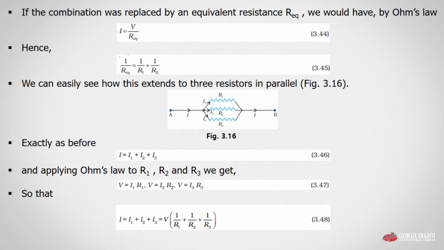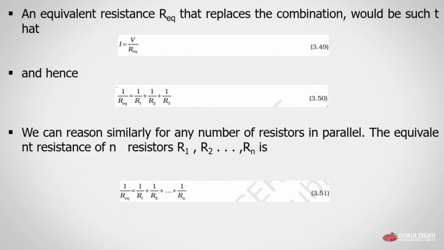And by applying Ohm's law to all 3 resistors, we get V1 is equal to I1 R1, V2 is equal to I2 R2, and V3 is equal to I3 R3, which is our equation 3.47. So I is equal to I1 plus I2 plus I3, which is V times 1 by R1 plus 1 by R2 plus 1 by R3, our equation 3.48. Again, the equivalent resistance that replaces the combination would be such that I is equal to V by Req, which is equation 3.49. It is the same as equation 3.44.